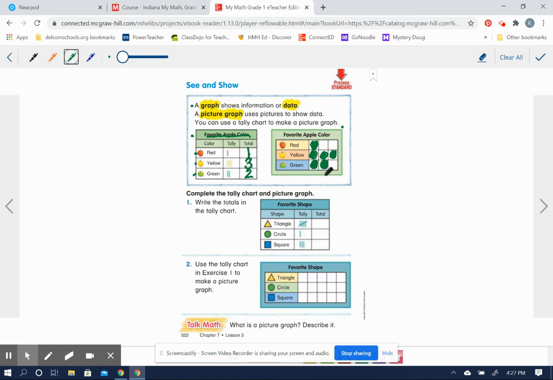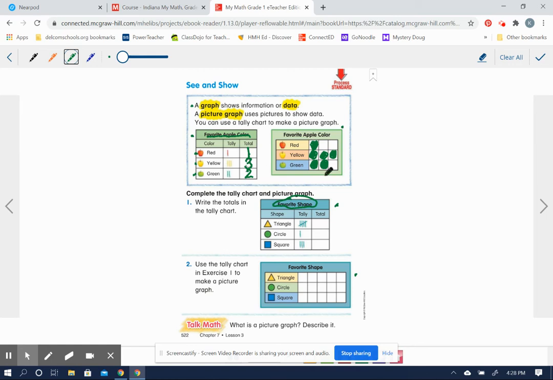All right, let's look at number one here. Complete the tally chart and the picture graph. So here's the tally chart up here at the top, and then we're going to use that information to complete the picture graph down here. Okay, so it says write the totals in the tally chart. Okay, here's the title, favorite shape. So the survey question was, what is your favorite shape?